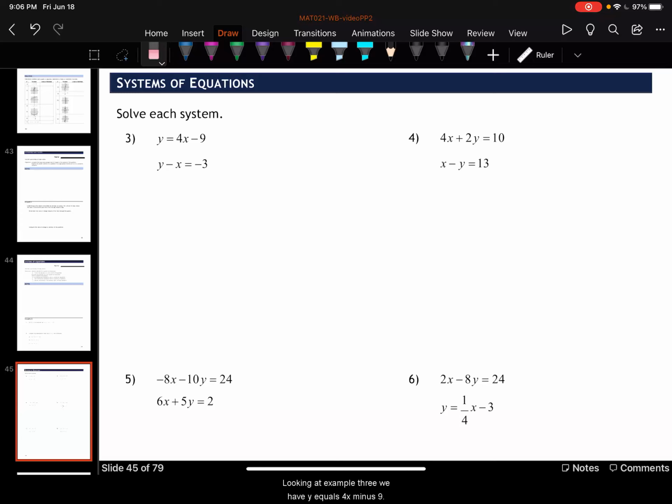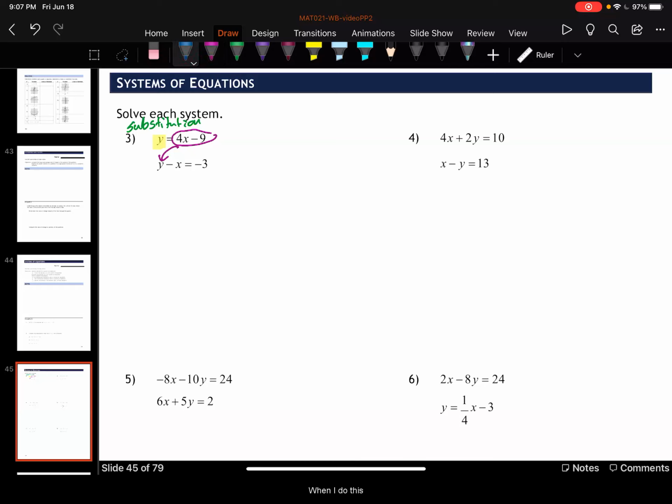Looking at example 3, we have y equals 4x minus 9, and the equation y minus x equals negative 3. On this one, since we already have one of the equations solved for a variable, in that first equation we have y equals, I am going to use substitution because it would be the easiest in my opinion. To do that, I am going to take what the y equals, the 4x minus 9, and plug it into the other equation where the y value is.